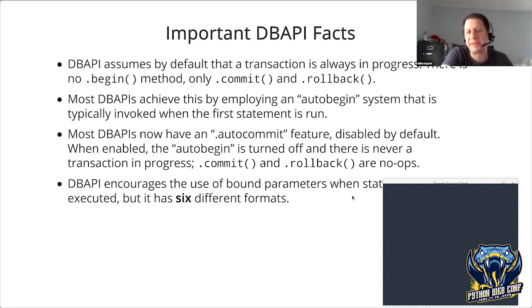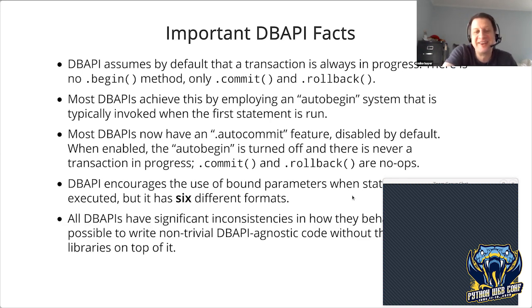But the Python database API decided to have 6 different formats for no reason I can imagine, and it's kind of inconvenient. And as I already said, they have lots of inconsistencies, and in my opinion, it's not possible to write non-trivial DB API agnostic code without using libraries. Meaning, when people say I'm just going to use a DB API, well, fine, you're going to be hard coding to a certain database for sure. Anything non-trivial, because they're all very, very different in how even simple things are done.